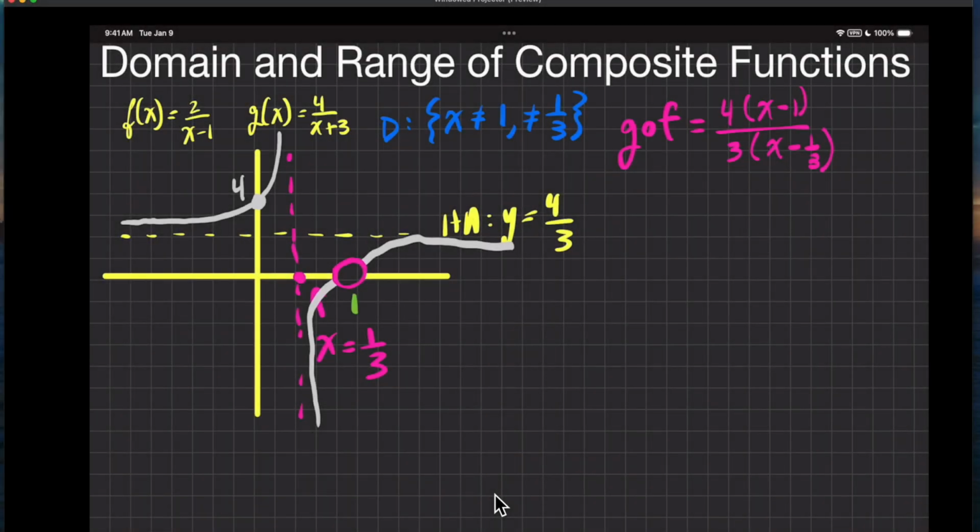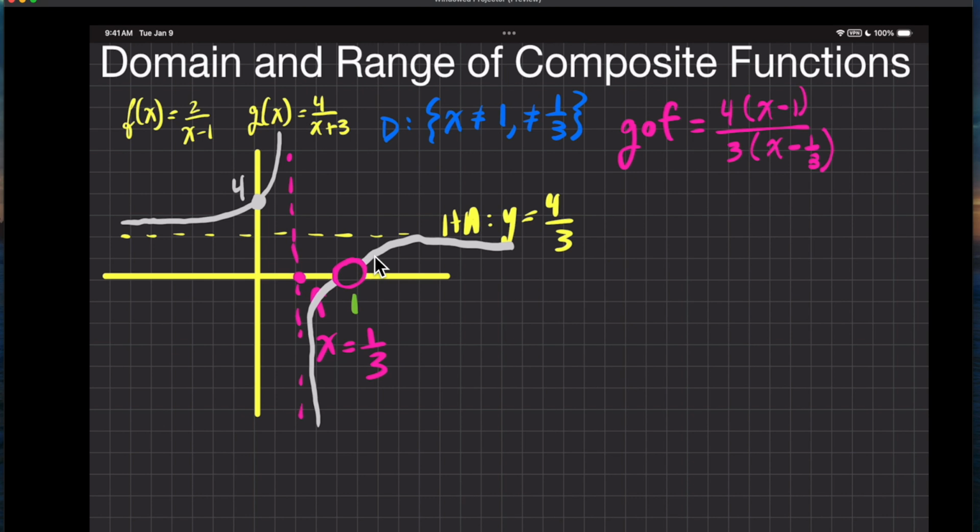So now that we have our graph, we're going to go ahead and document the final range thereof. We can see here that the y values extend down to negative infinity. They go all the way up to positive infinity. So the only y value that is missing is y equals 4 over 3, because this particular graph does not cross the horizontal asymptote.